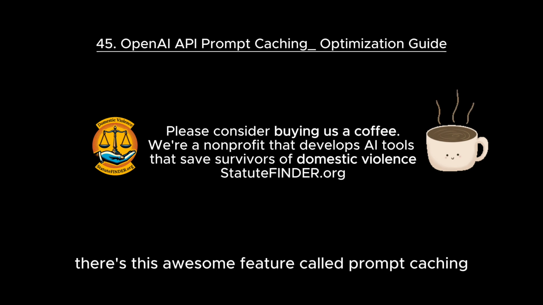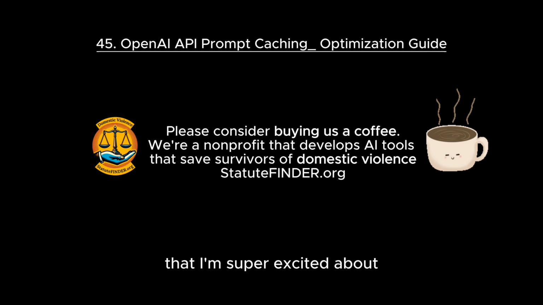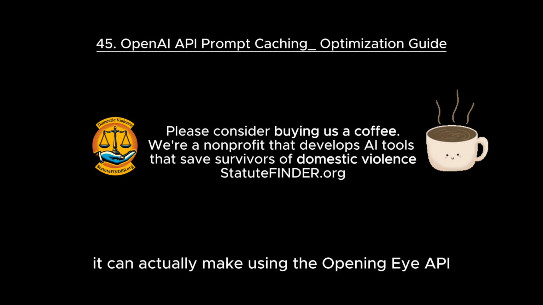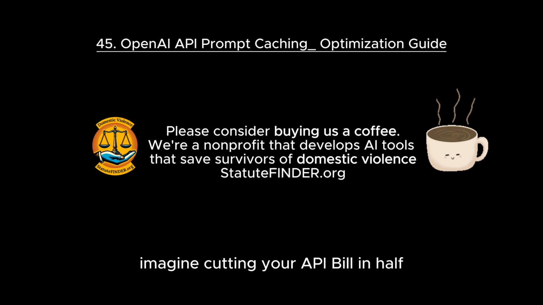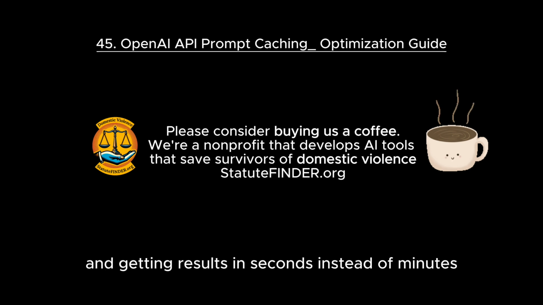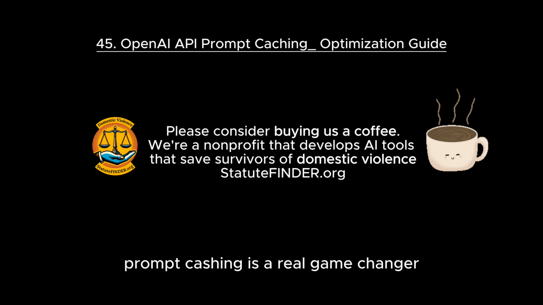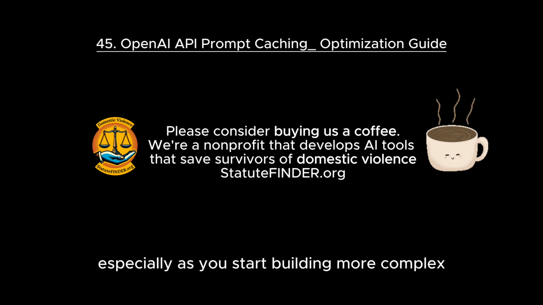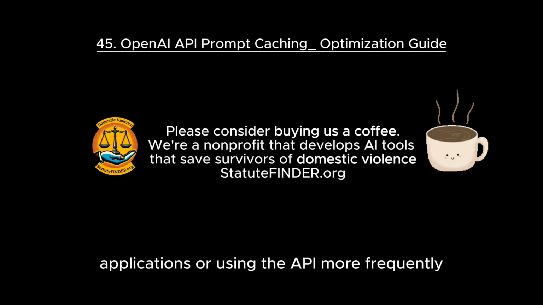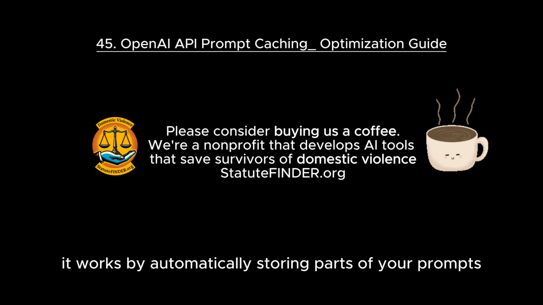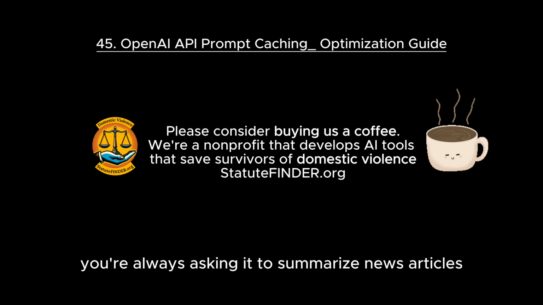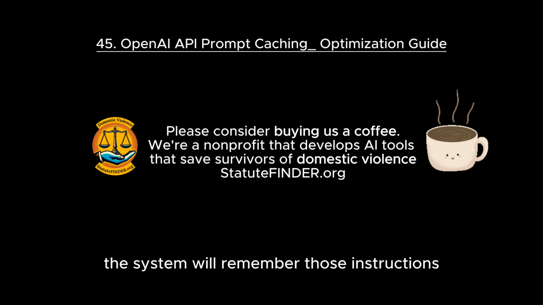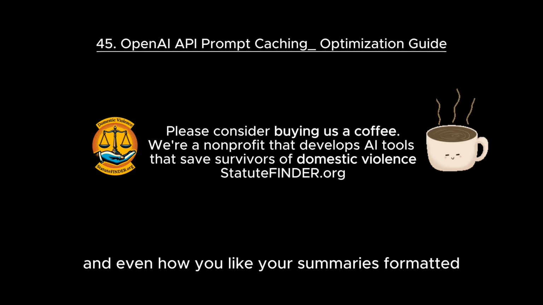And speaking of understanding, there's this awesome feature called prompt caching that I'm super excited about. It can actually make using the OpenAI API cheaper and faster. Imagine cutting your API bill in half and getting results in seconds instead of minutes. That's the kind of power we're talking about. Prompt caching is a real game changer, especially as you start building more complex applications or using the API more frequently. It works by automatically storing parts of your prompts, which are basically the instructions and examples you give the model. So let's say you're always asking it to summarize news articles. The system will remember those instructions and even how you like your summaries formatted.